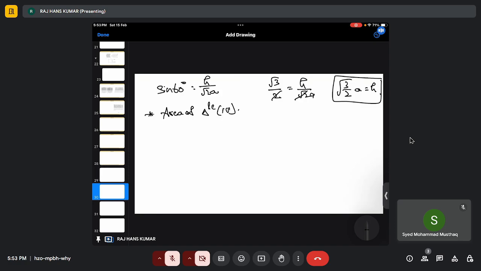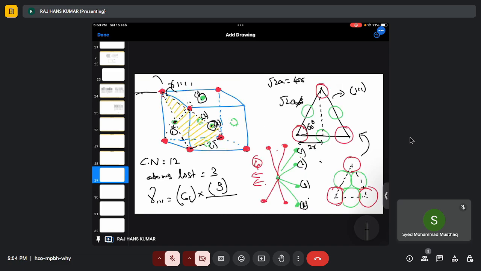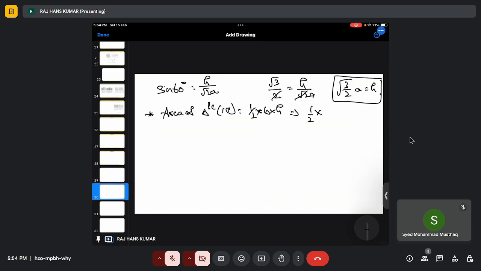Area of the 111 plane will equal half times base times height, which will be equal to half times base. Base will be equal to 4r, times height, which is root 3 by 2 a. Again, root 2a equals 4r, so a equals 2 root 2 r.